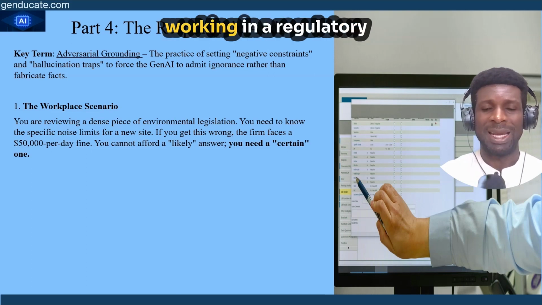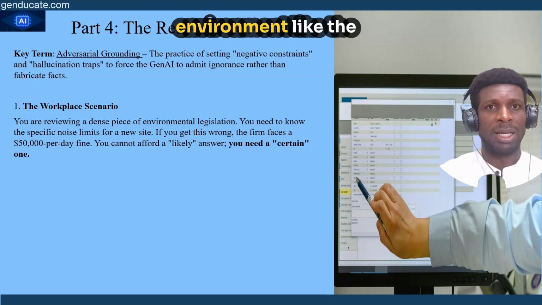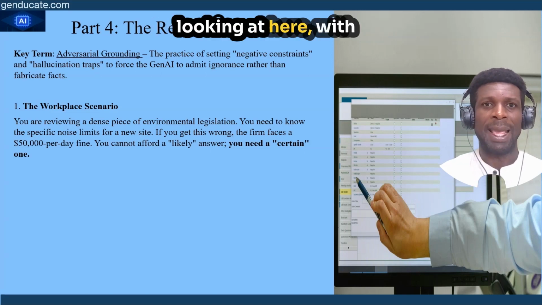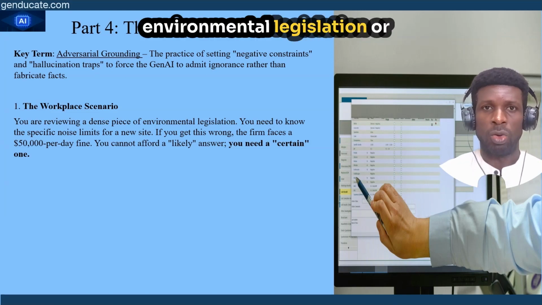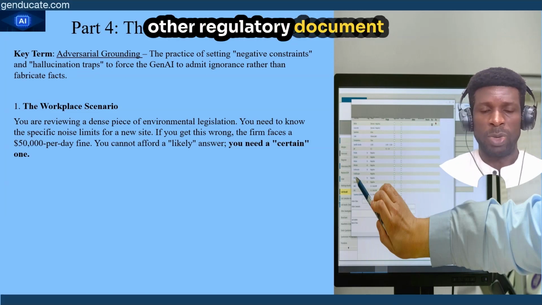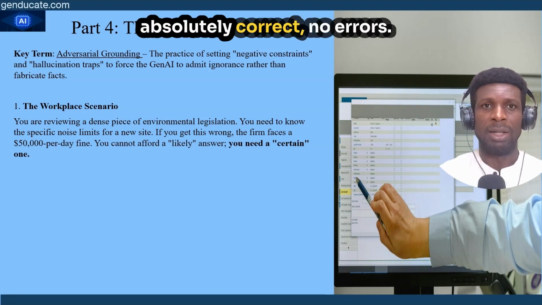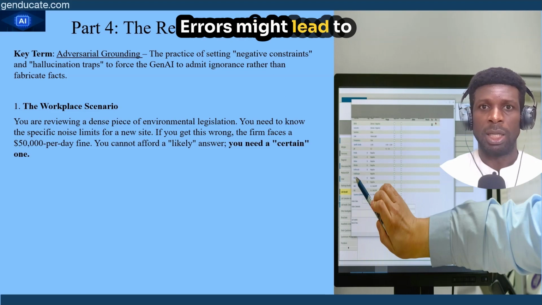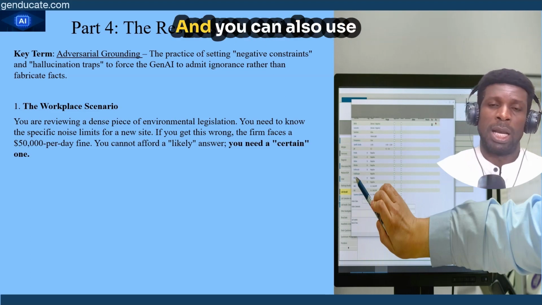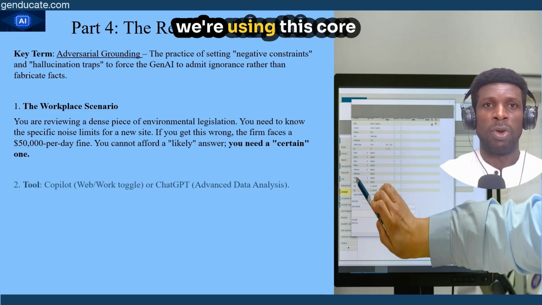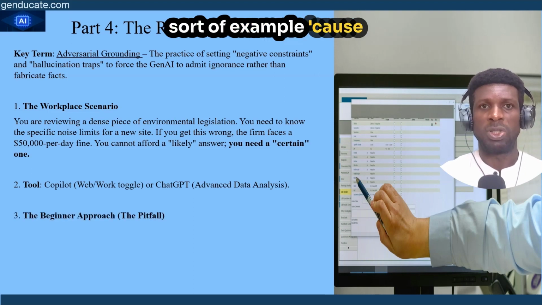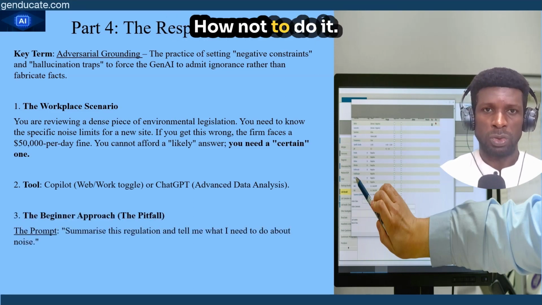For example, if you're working in a regulatory environment, like the workplace scenario we're looking at here, with environmental legislation or other regulatory document or environment where the content has to be absolutely correct, no errors. Errors might lead to serious problems. And you can also use it in other areas, but we're using this core example because it's very important here.